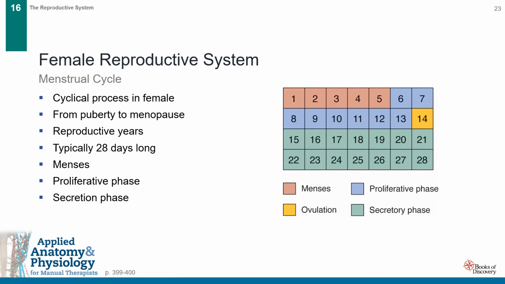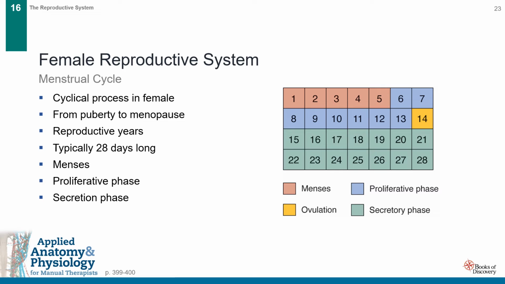Now let's take a look at the female reproductive system menstrual cycle. Although the reproductive systems of both sexes are controlled by the same hypothalamic and pituitary hormones, the cyclic nature of these processes is unique to females. Throughout their reproductive years from puberty to menopause, the reproductive system goes through a series of predictable patterns of changing hormone levels, production of ovum, and shifts in the vascularity and thickness of the uterine lining.